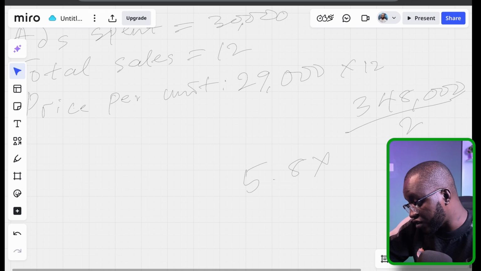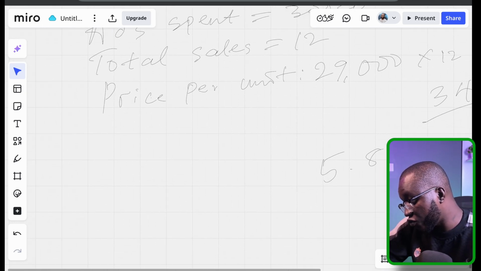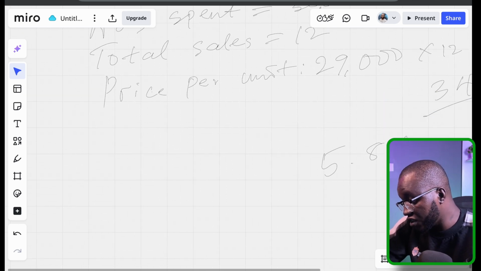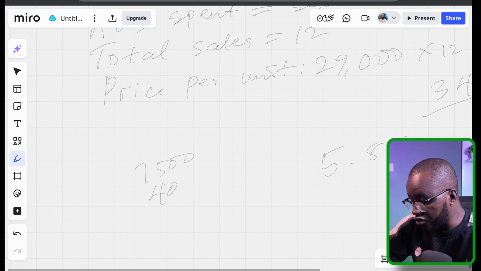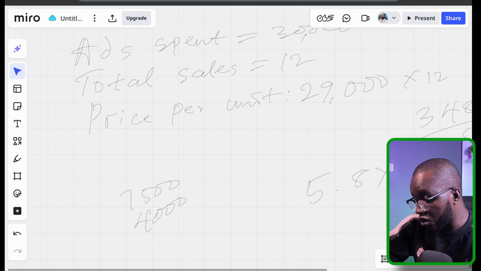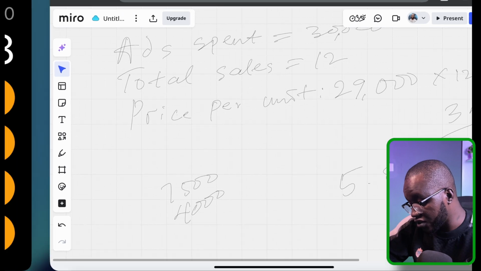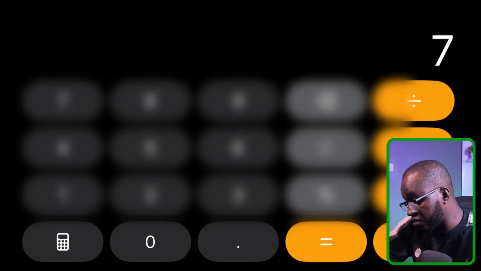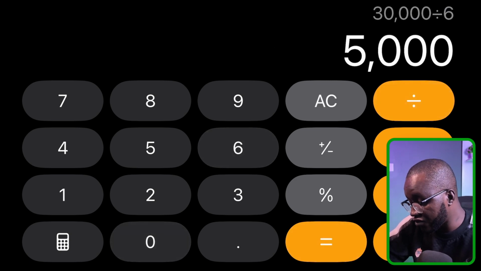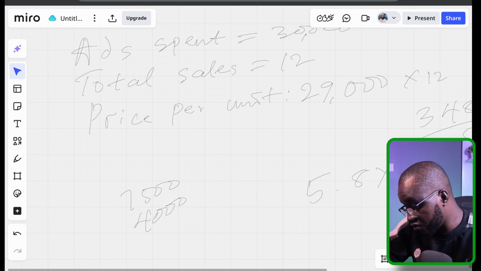Now, if you are to use the same calculation here, the product is selling for 29,000. Let's say the landing cost of this product is 7,500. Then the logistics is 4,000. Then how much is Facebook charging us by ad spend, by advert? We have 12 sales divided by 2, so that means we have 6 sales in the reality of e-commerce business in Nigeria. 30,000 divided by 6 means that we are spending 5,000 naira to get each sale.